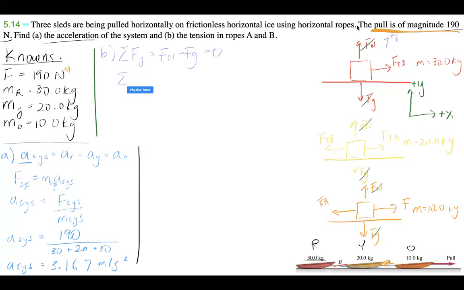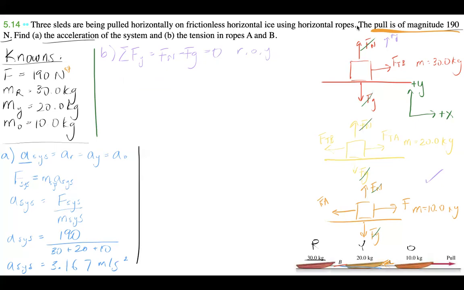And now let's do it in the x direction. So the summation of forces in the x direction, which is FA. Just to make this clear again, we are talking about this orange sled right over here. This doesn't really matter; it could apply to all three of them: red, orange, or yellow. But for X, I should actually do it in orange just so that it makes sense.